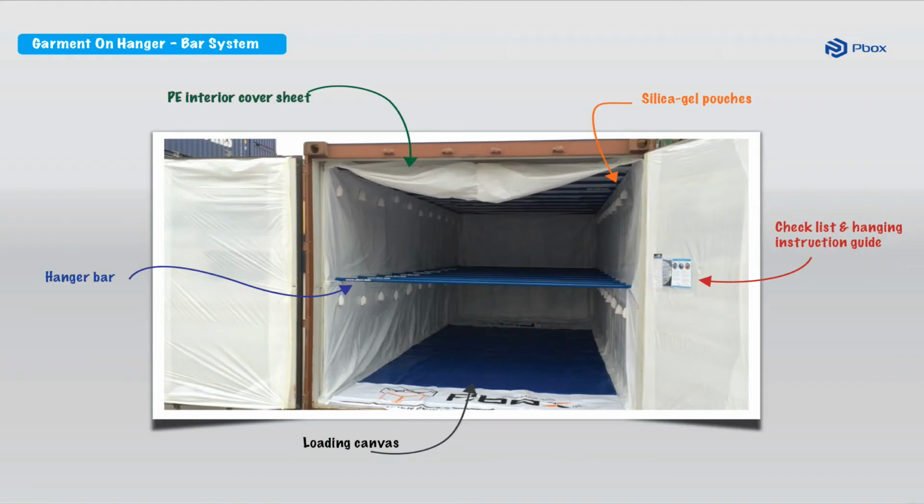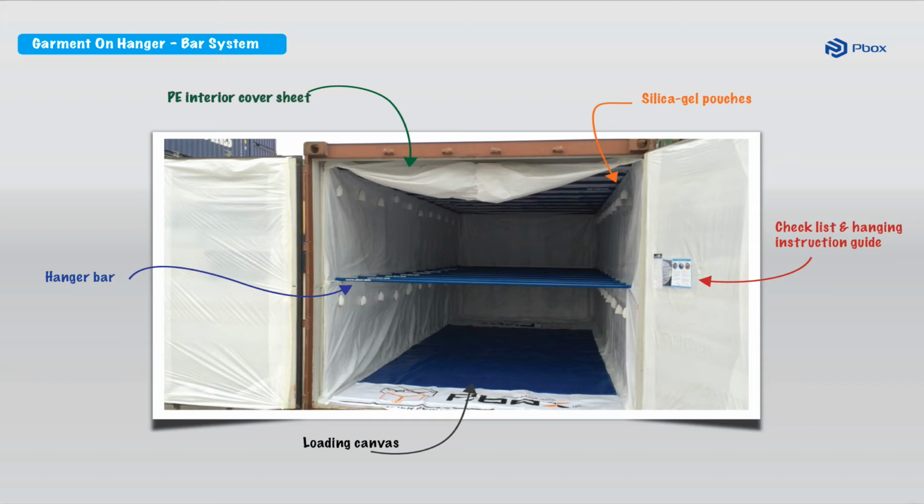Next is garments on hanger containers. GOH containers are available in 20 feet and 40 feet dimensions. In some countries, these are also known as hang tires. The GOH containers are available as dry cargo container, reefer container, etc., as per the requirements of the apparel shipper.